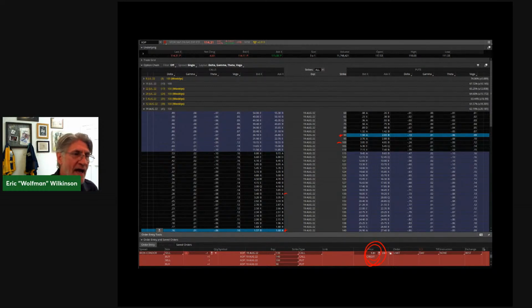I'm going to look to get out though as an exit, and I haven't talked about this. Same with the Iron Butterfly. I did with the Iron Butterfly 25%, but with this one, I'm looking at getting out at 50% of max profit.